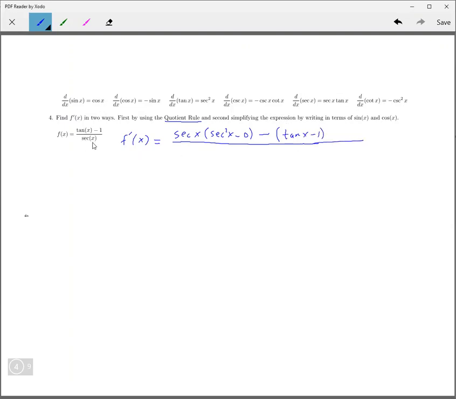d low. So the derivative of secant, and when we look up here, the derivative of secant is secant x tangent x. And then you're dividing by the square of what's below. So you're dividing by secant squared x.